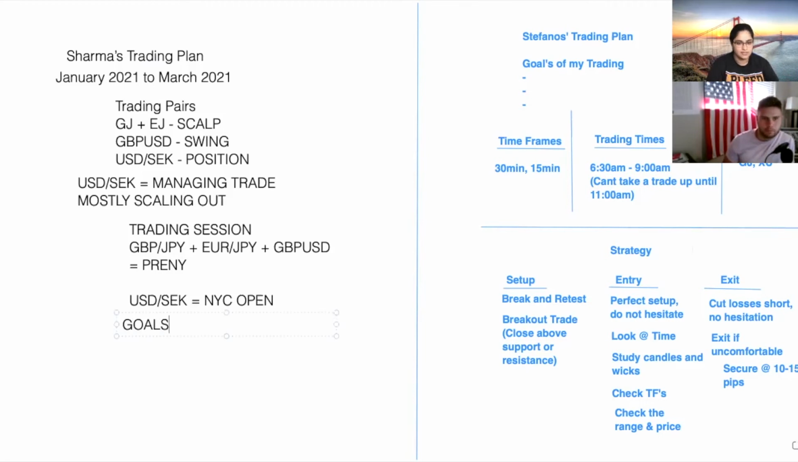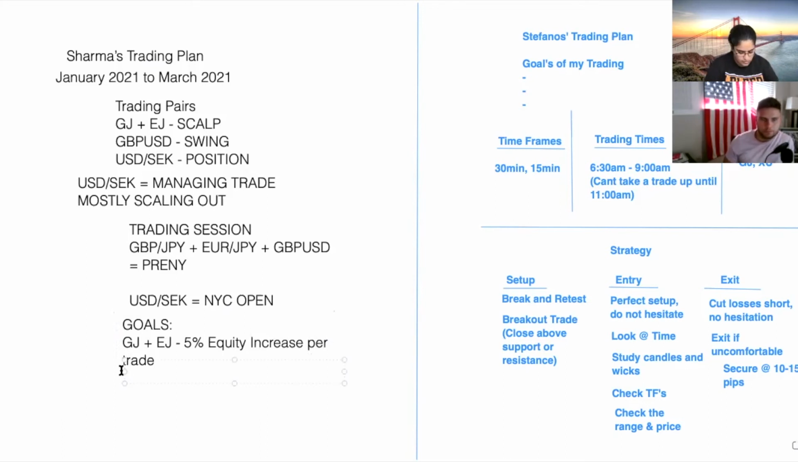So my goals here are for GJ and EJ, I want a 5% equity increase per trade. And so that's why I go for the 20 to 30 pip range, because I'm looking for a 5% equity increase per trade, which isn't that bad if you're only risking between 1 to 3%. So even if you risk 3% and you're looking for that 1-to-1, you're still making 3%.